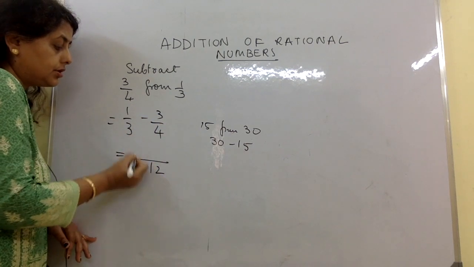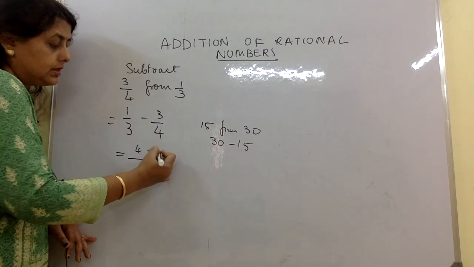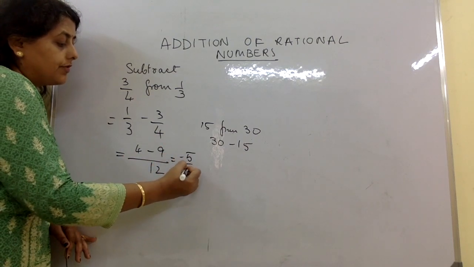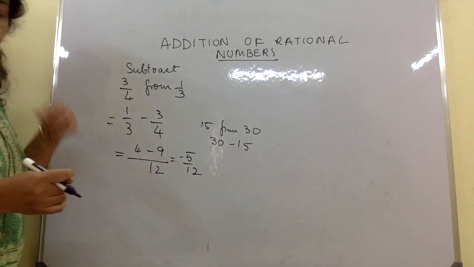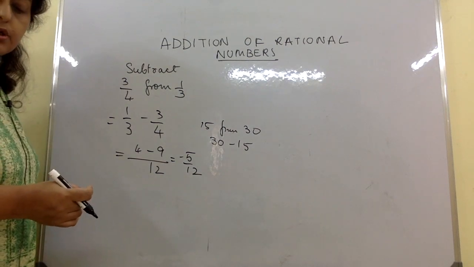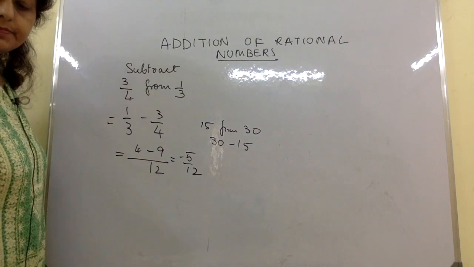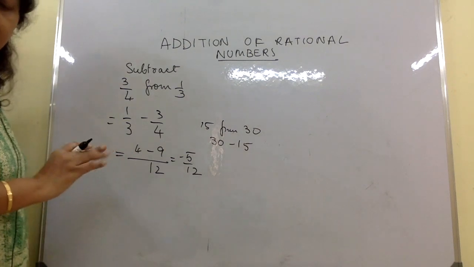Okay, LCM is 12. 9 minus 5 by 12. Okay, so this is how you subtract. Then let me take another example.